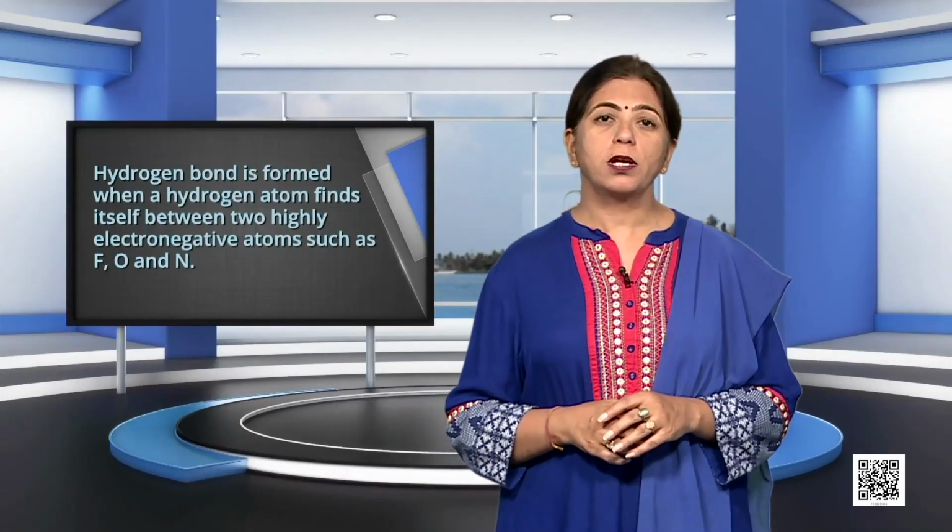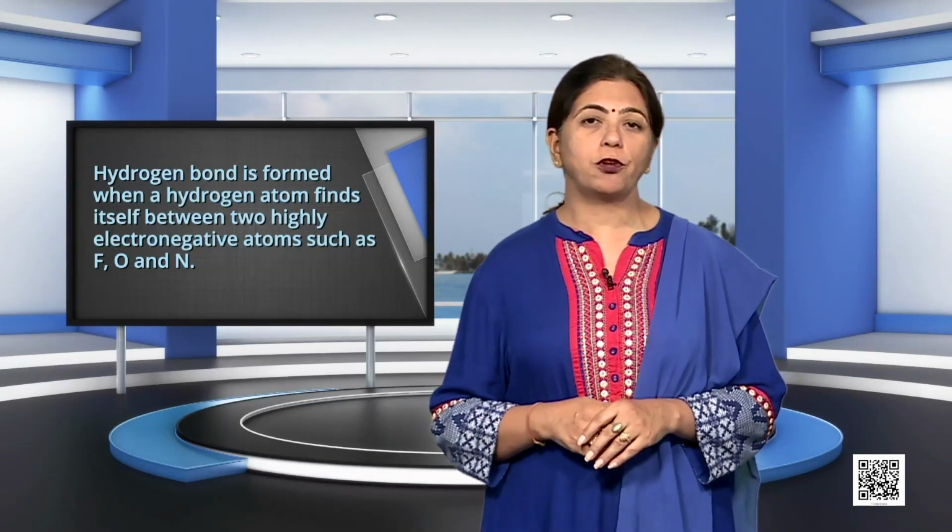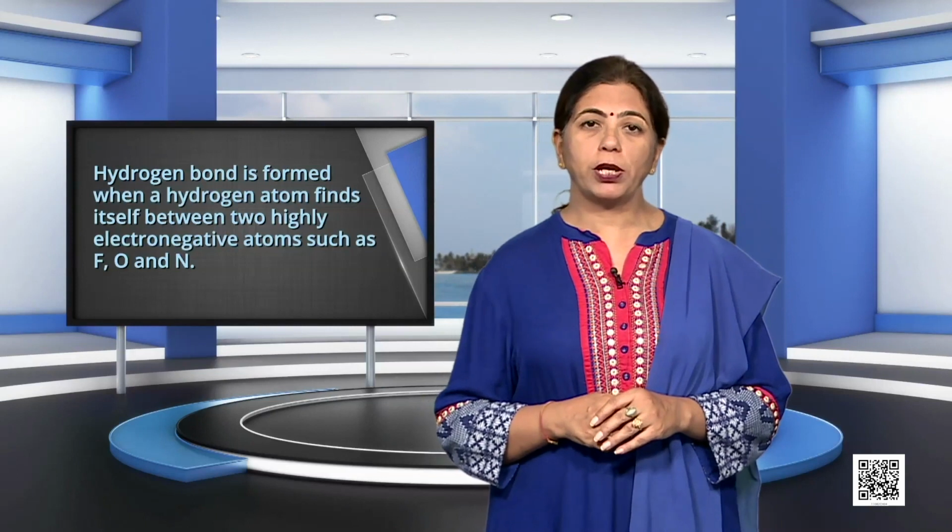A hydrogen bond is formed when a hydrogen atom finds itself between two highly electronegative atoms such as fluorine, oxygen and nitrogen. It may be intermolecular, that is existing between two or more molecules of the same or different substances, or intramolecular, that is present within the same molecule. Hydrogen bonds have a powerful effect on the structure and the properties of many compounds.